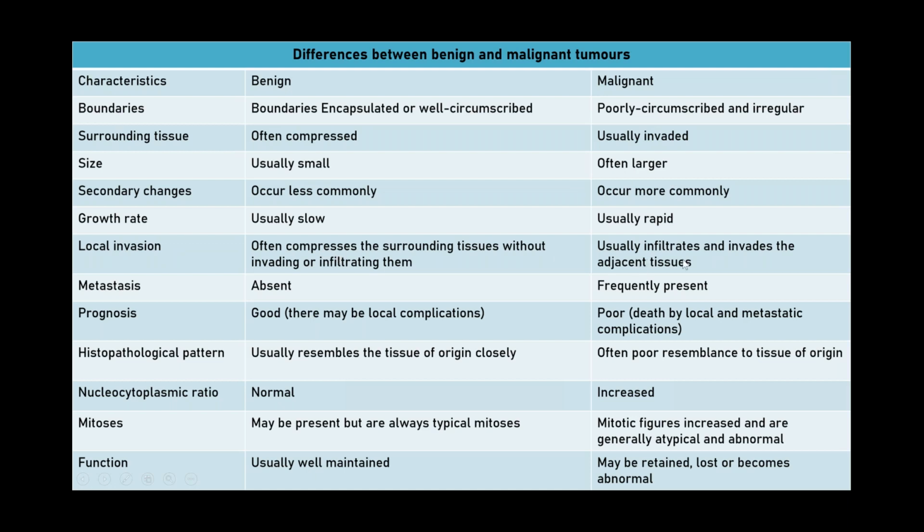Local invasion: malignant tumors usually infiltrate and invade the adjacent tissues, and metastasis is frequently present, whereas it is absent in benign tumors. Prognosis is good in benign and poor in malignant. Histopathologically, benign tumors usually resemble the tissue of origin closely, while malignant tumors show poor resemblance to the tissue of origin. The nucleocytoplasmic ratio is normal in benign and increased in malignant. What about mitosis? It may be present in benign, while in malignant mitotic figures are increased and atypical and abnormal, leading to dysplasia and so on. Function is usually well maintained in benign, and in malignant it may be retained, lost, or become abnormal. This is simply the difference between benign and malignant tumors.